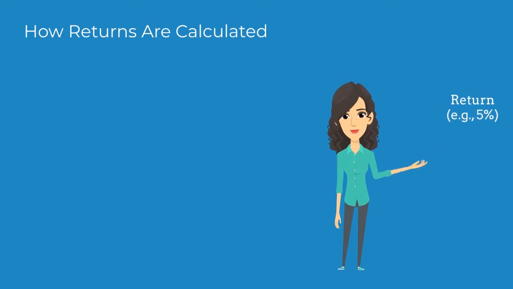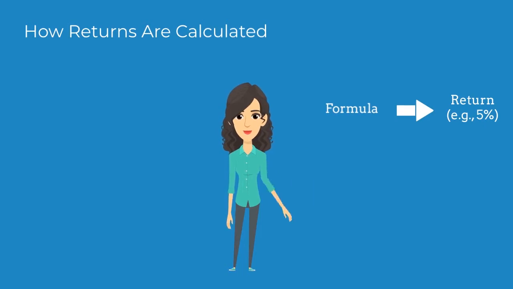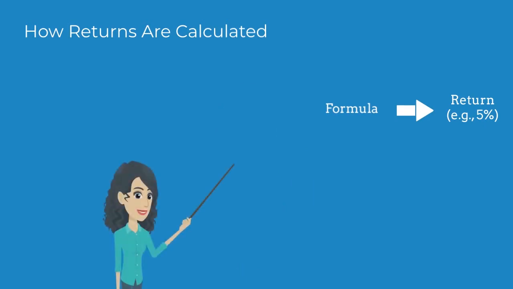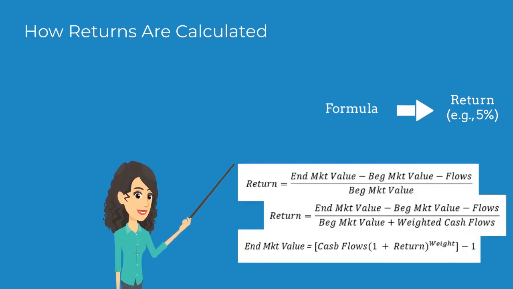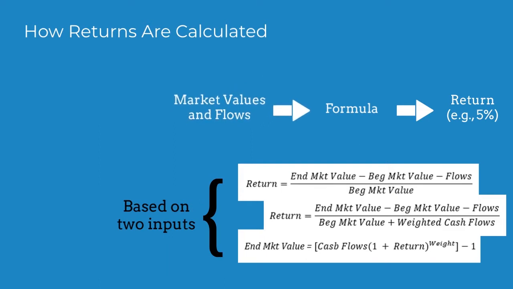Return, for example, 5%. Returns like this are calculated using formulas. I'm going to give you some examples of formulas here, but don't worry, you don't need to memorize these yet. I just want to point out that return formulas have one thing in common, and that is that they are based on two inputs, market values and flows. These are the two inputs that drive the return formulas.